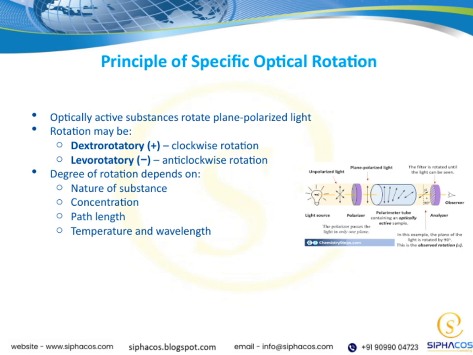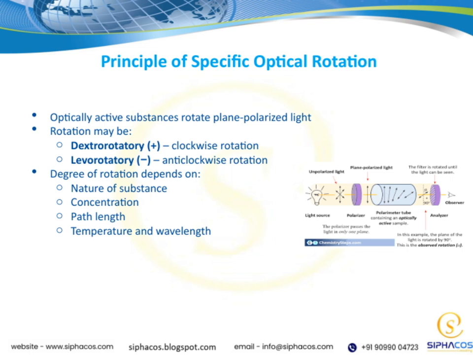Now, the degree to which light is rotated isn't fixed. It actually depends on several factors. These include the type of substance we're dealing with, its concentration in the solution, and the length of the path the light travels through that substance. Temperature and the wavelength of the light are also important because they influence how much rotation occurs.